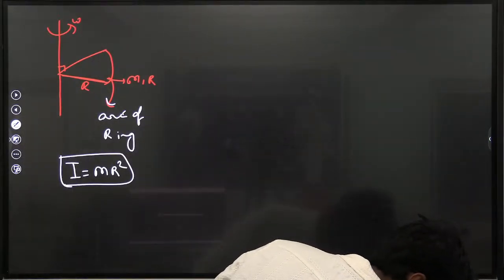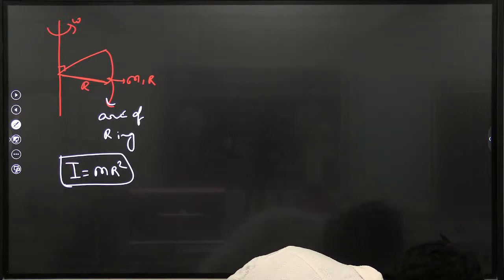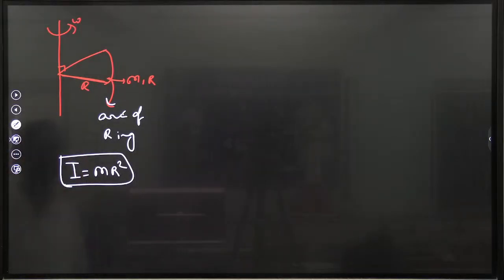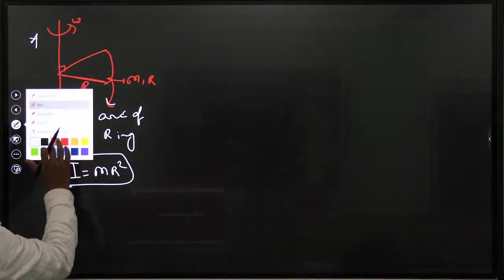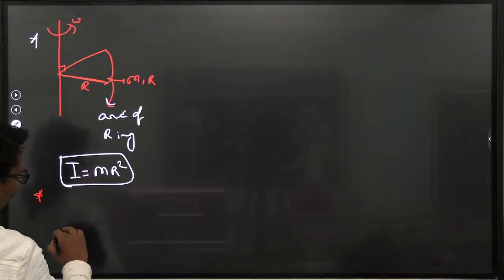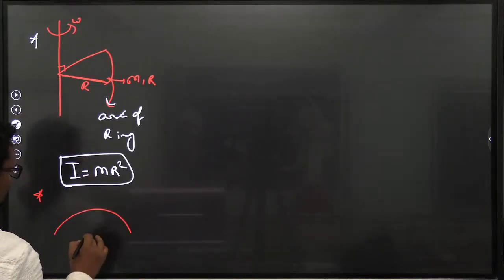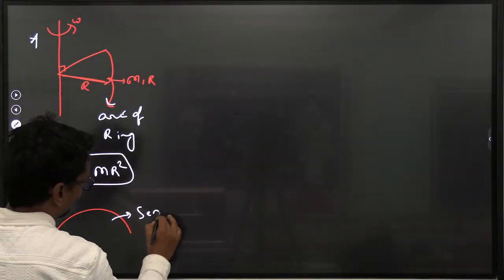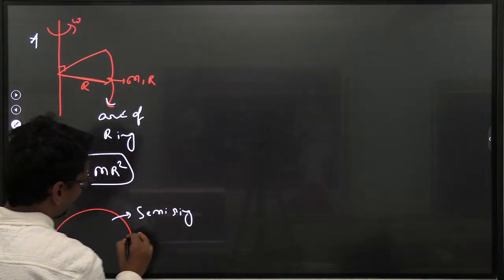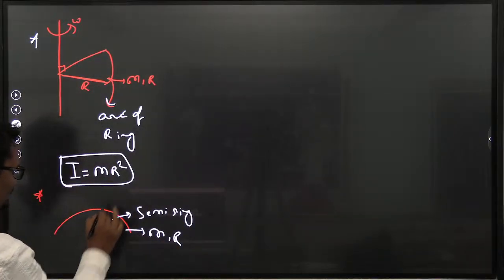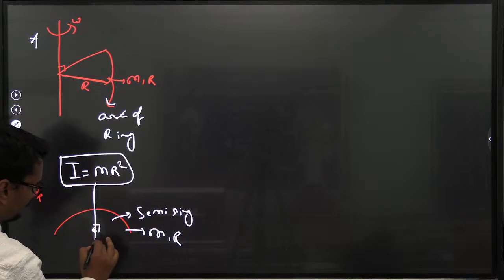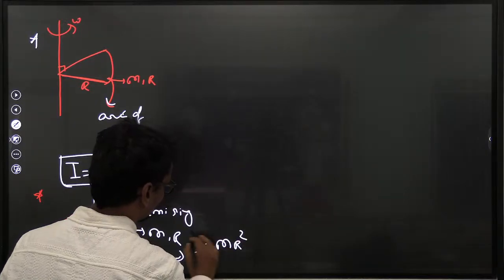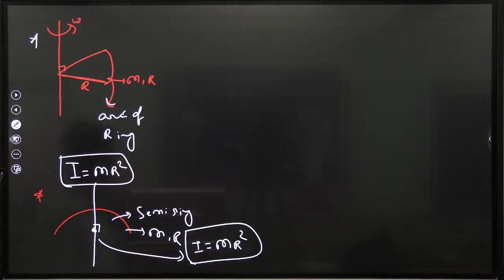And also the other type, I think this is clear to all of you. The second case is that this is the semi ring, having mass m and radius r, and this is the axis which is perpendicular to this semi ring. Then the moment of inertia I is the same, equal to mr square. I think this is clear to all of you.